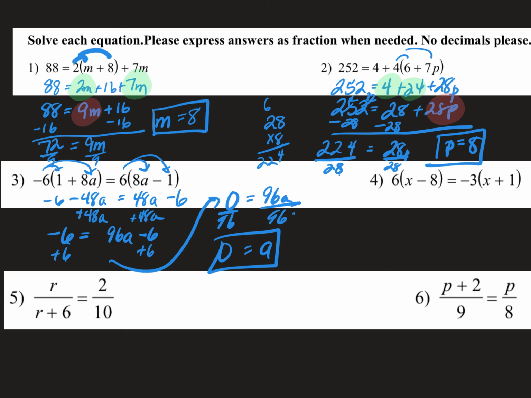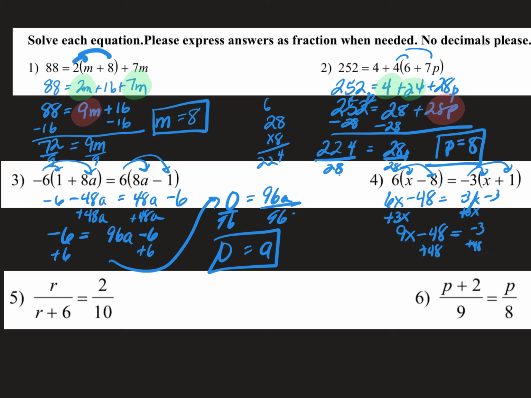For the next one, I'm going to distribute on both sides again. 6 times x is 6x minus 48 equals negative 3x minus 3. Next, I will add 3x to both sides. I want to move the variable on the right to the left. You could do vice versa. It doesn't matter. It's really up to you. 6x plus 3x is 9x minus 48 equals negative 3. So on this next step, I have to add 48 to both sides.